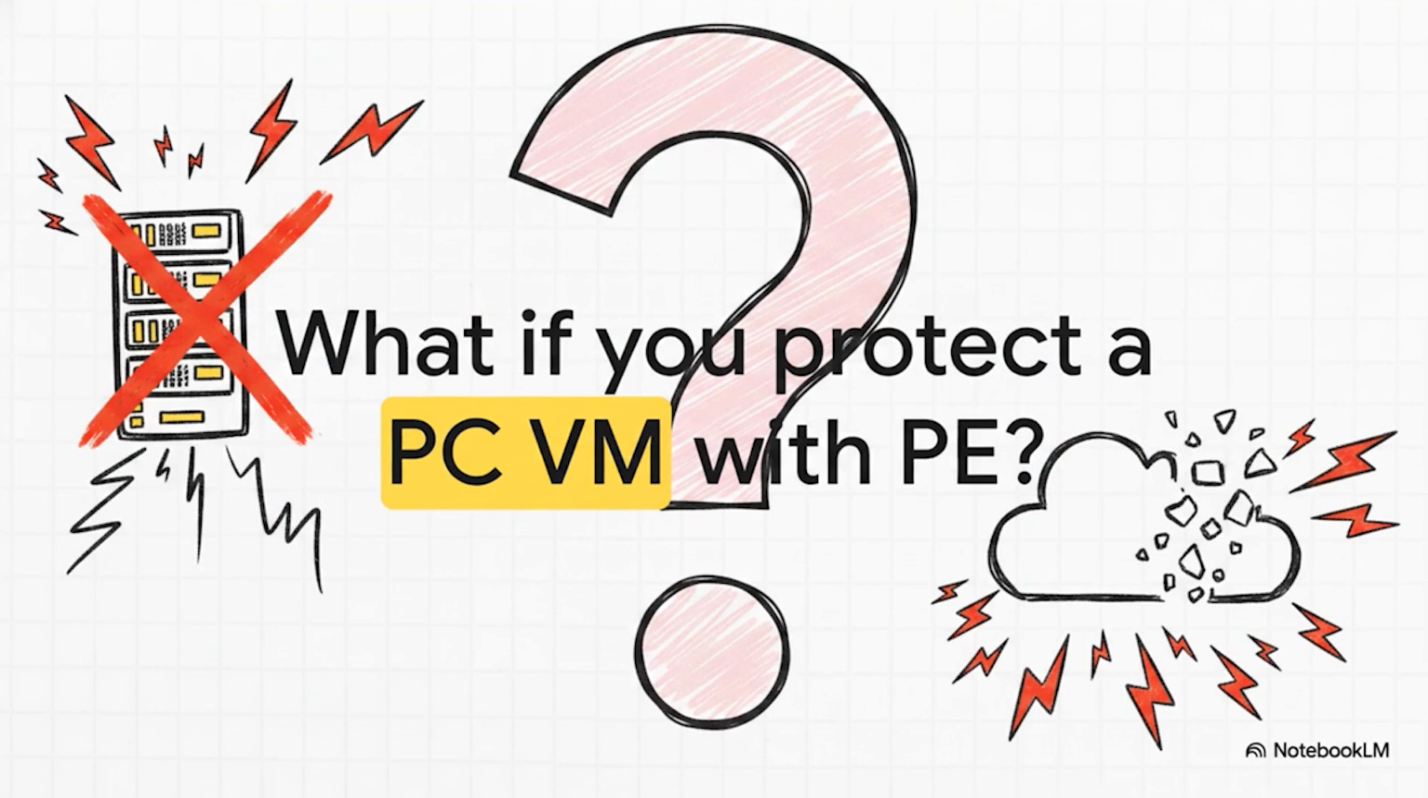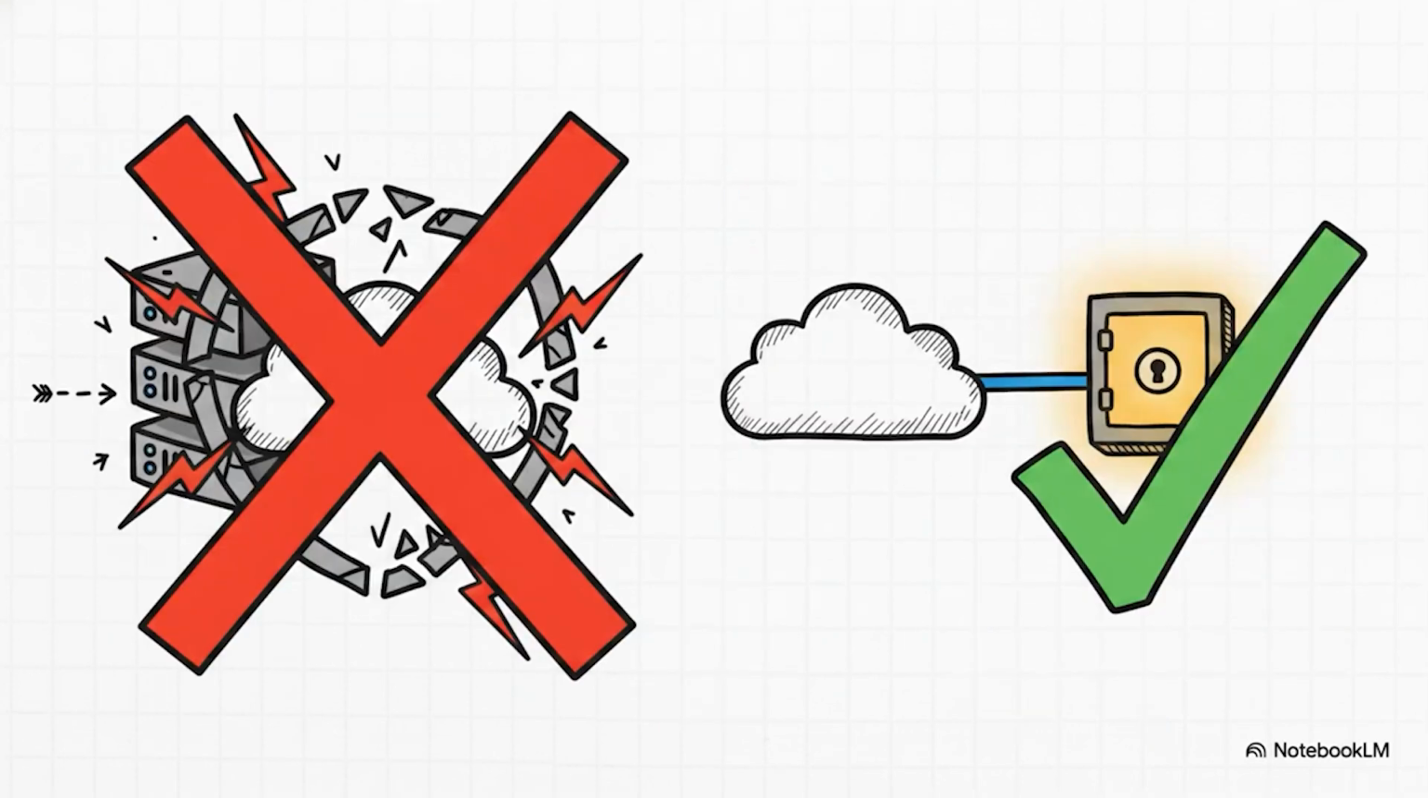Let's look at another major trap. And guys, this one is catastrophic if you get it wrong out in the field. What happens if you attempt to protect a Prism Central VM itself, the PCVM, by dropping it into a legacy Prism Element protection domain? I cannot stress this enough. Do not do this. This is the PCVM protection trap.